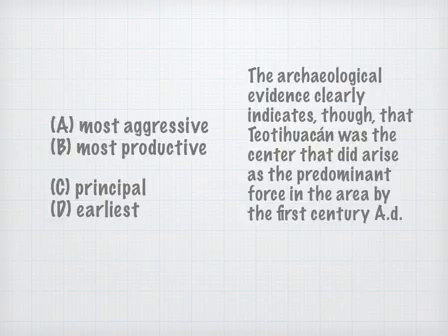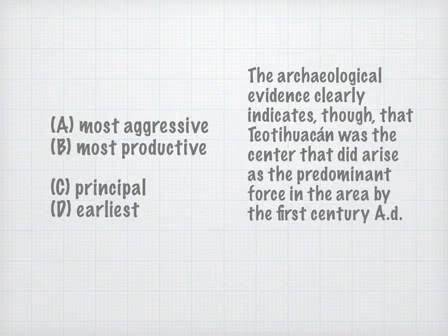Moving on to question 8. The archaeological evidence clearly indicates, though, that Teotihuacan was at the center, did arise as the predominant force in the area by the 1st century AD. So we have to look at this word, predominant, which is the word that most closely matches up with the word predominant here. We've got most aggressive, most productive, principal, and earliest.